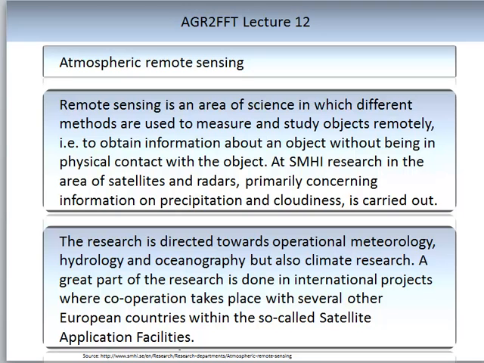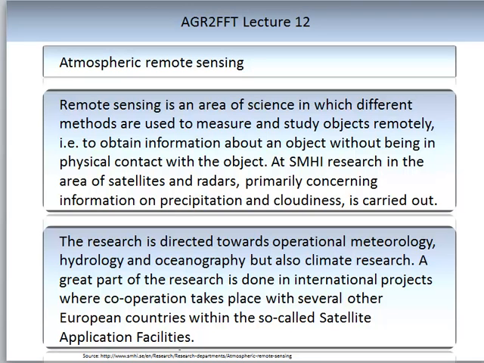At the SMHI, research in the area of satellites and radars, primarily concentrating on information on precipitation and cloudiness, is carried out. This research is directed towards operational meteorology, hydrology and oceanography, but it also looks at climate research too. A great part of the research is done in international projects where cooperation takes place with several other European communities and with so-called satellite application facilities.